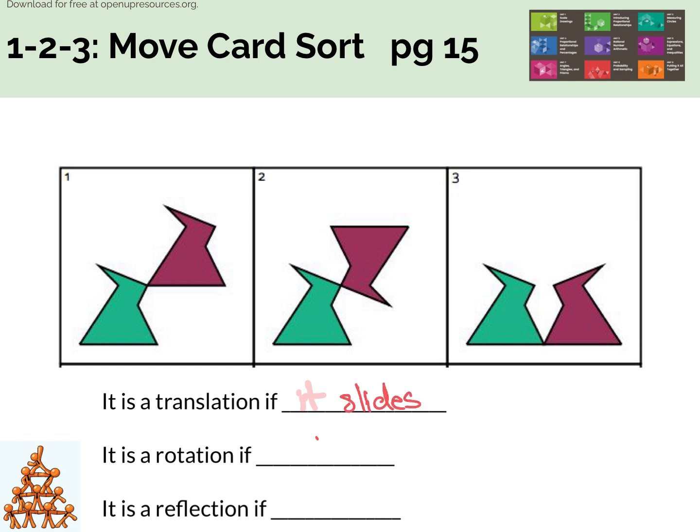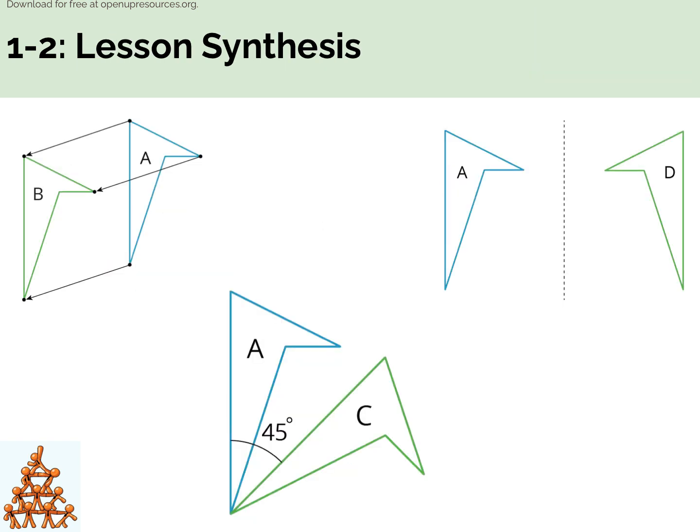It is a rotation if it turns. And it is a reflection if it, I'm going to say, mirrors it. So if we look at all of these different pictures here, what would it be considered? This is a translation. It's sliding.